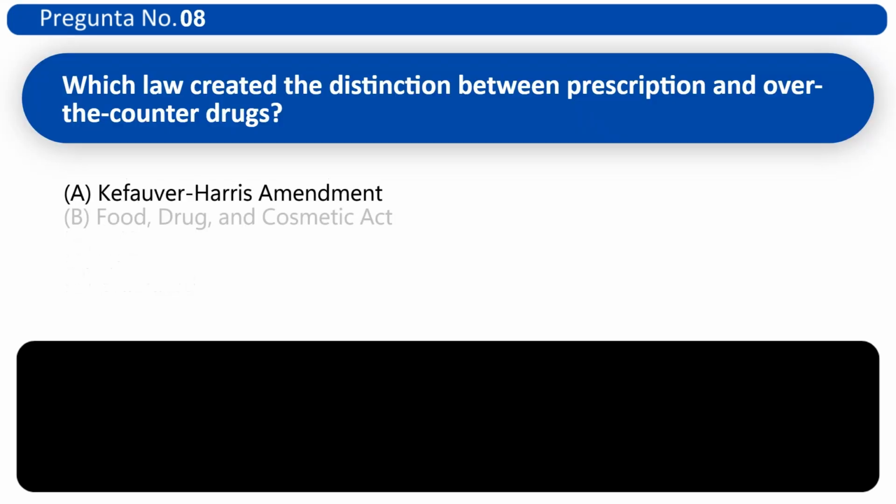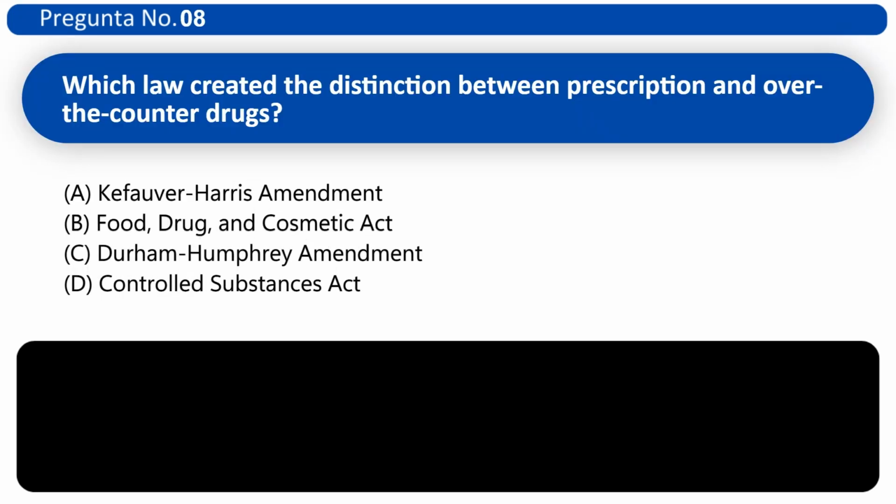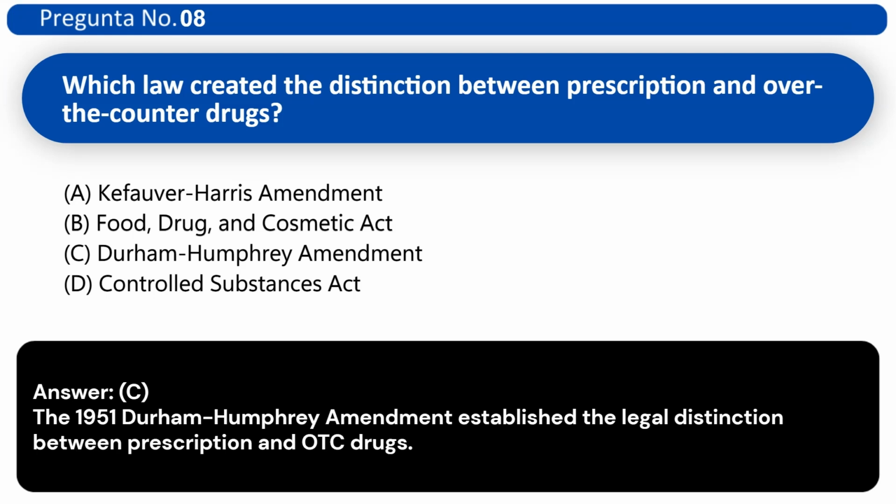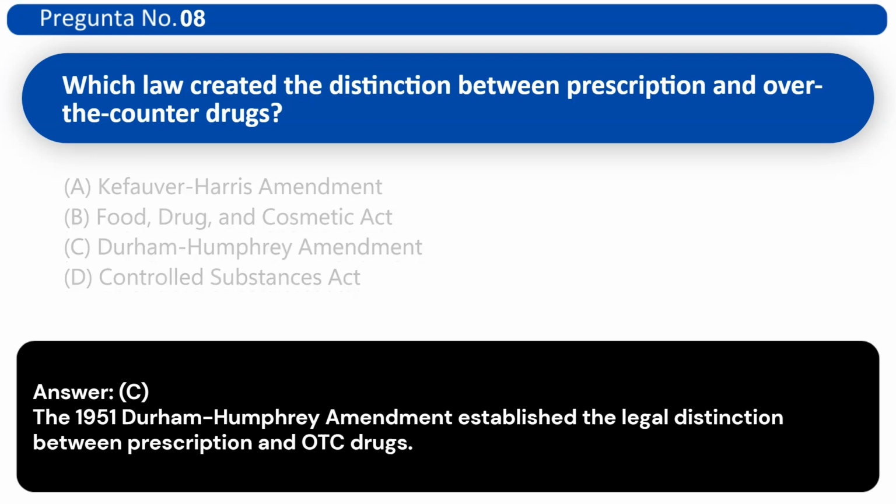Which law created the distinction between prescription and over-the-counter drugs? A. Kefauver-Harris Amendment. B. Food, Drug, and Cosmetic Act. C. Durham-Humphrey Amendment. D. Controlled Substances Act. Answer, C. The 1951 Durham-Humphrey Amendment established the legal distinction between prescription and OTC drugs.